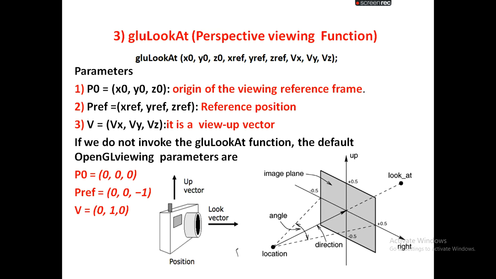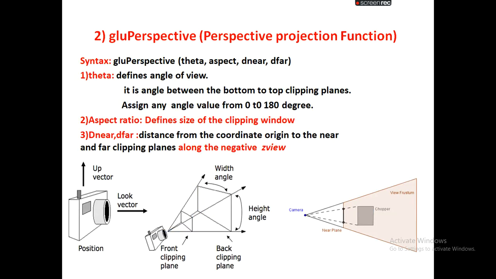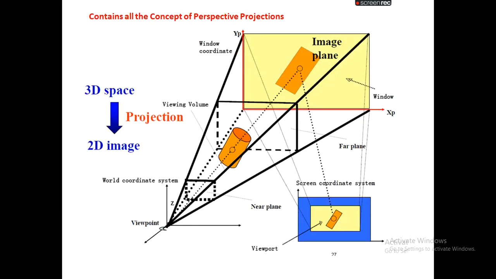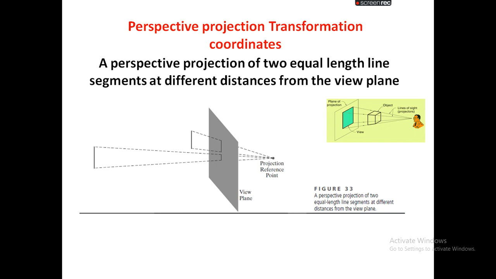So these are the four types of three-dimensional viewing functions we are using in OpenGL to project a three-dimensional object on the two-dimensional screen of the monitor. Today we discussed different concepts like perspective projection coordinates. This is the one concept I explained, but the derivation is pending.